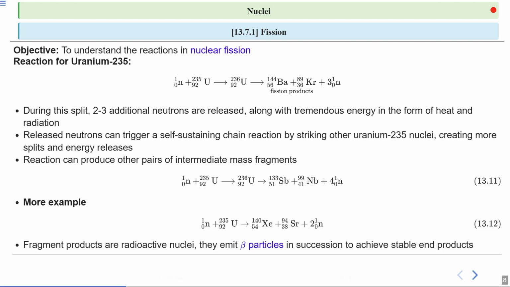Finally, the fragments produced by fission are usually radioactive. They emit beta particles, which are high energy electrons, as they decay to become more stable. This process of beta decay continues until the fragments reach stable forms. The radioactivity of this product is an important consideration for nuclear waste management and safety.